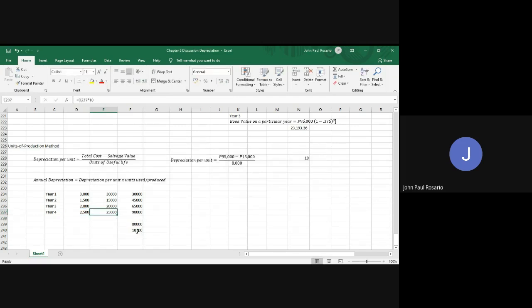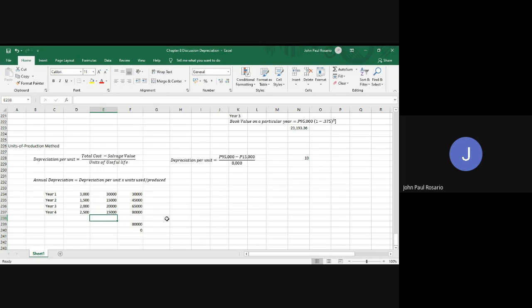Okay, anyhow, so we deduct from it 10,000. Meaning in year 4, our depreciation will be limited to whatever is left of our depreciable amount.